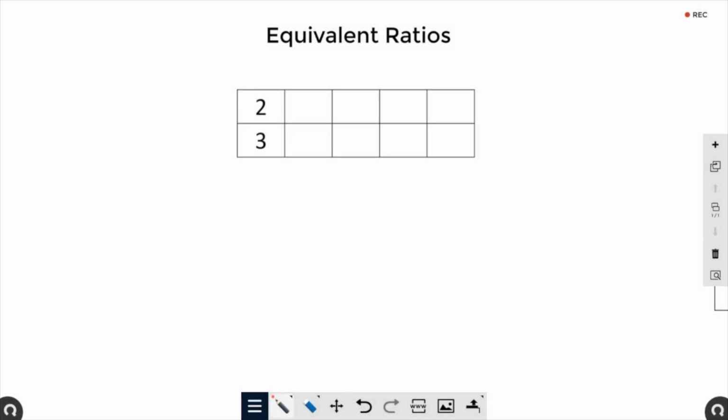In this video, we will discuss equivalent ratios. Equivalent ratios are ratios that can be simplified or reduced back to the simplest form of the ratio. For this example, we will use the ratio 2 to 3.